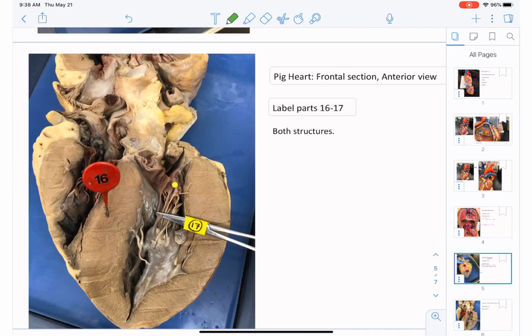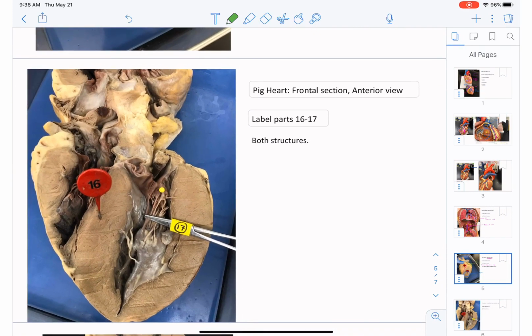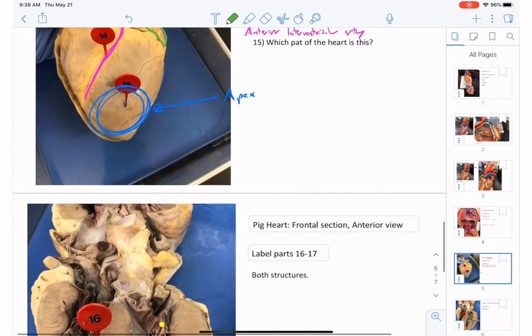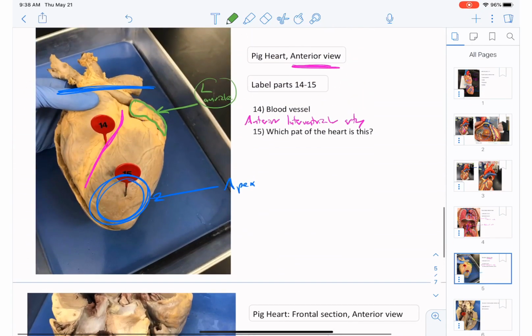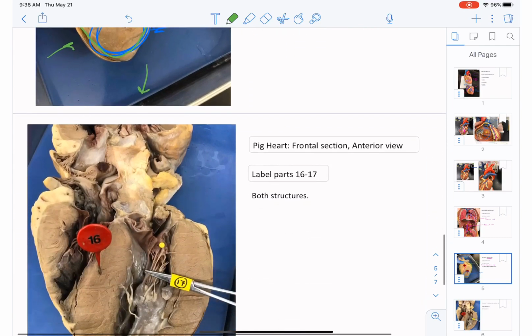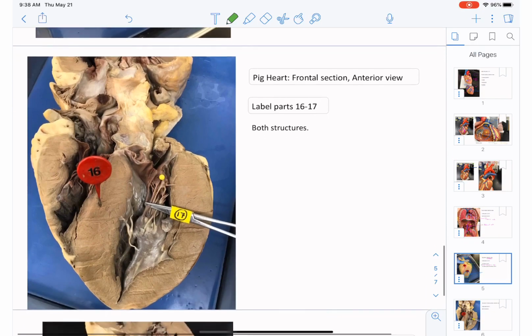Okay, now we're looking at this pig heart in a frontal section. It's an anterior view, but a frontal section. So basically what we've done is taken this heart and split it into a frontal plane, and you can see where it's been cut here. And then we're going to simply flip that part of the heart up, and this is what we're going to be left with. This is a frontal section in an anterior view.